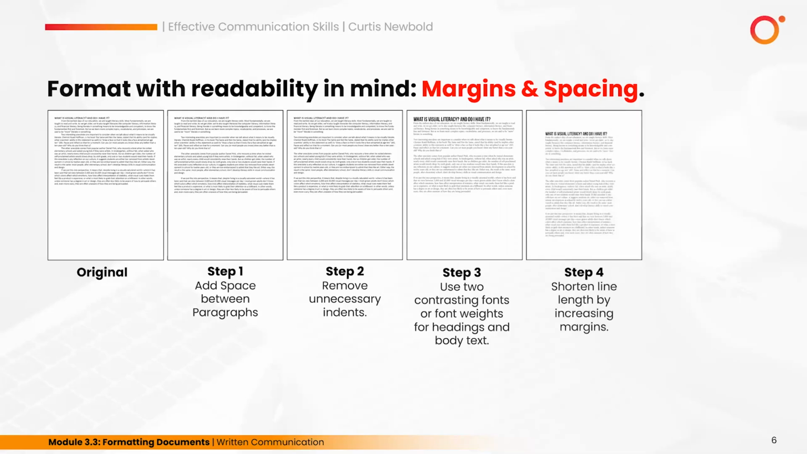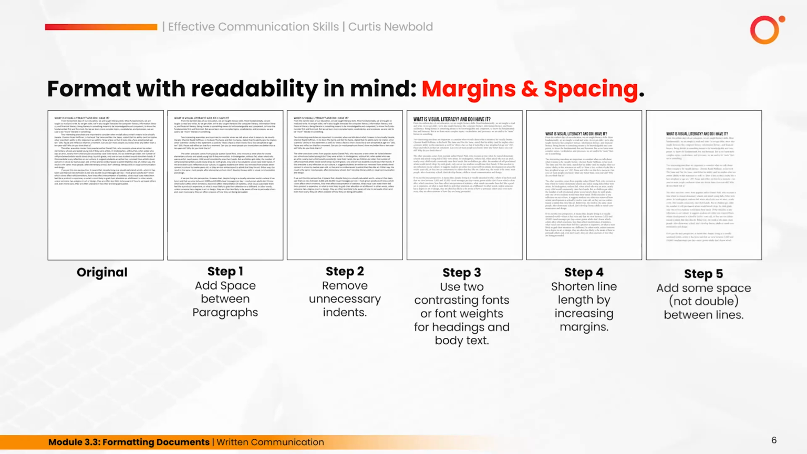And then in step 4, shorten the line length. We can read a little bit better if text is smaller. That's why most novels and books that we buy are on a smaller sheet of paper than what we normally type on. It's because it reads better, we read faster. So if you can increase the margins, that decreases that line length and people are more likely to read it.